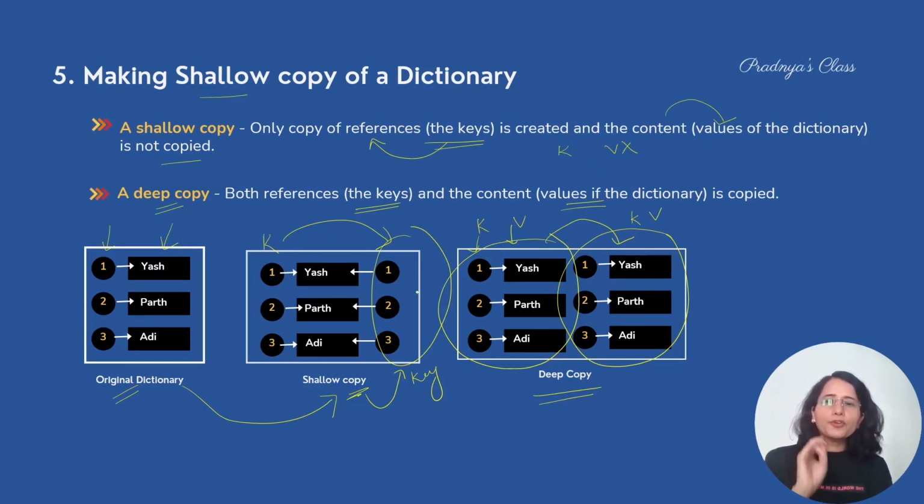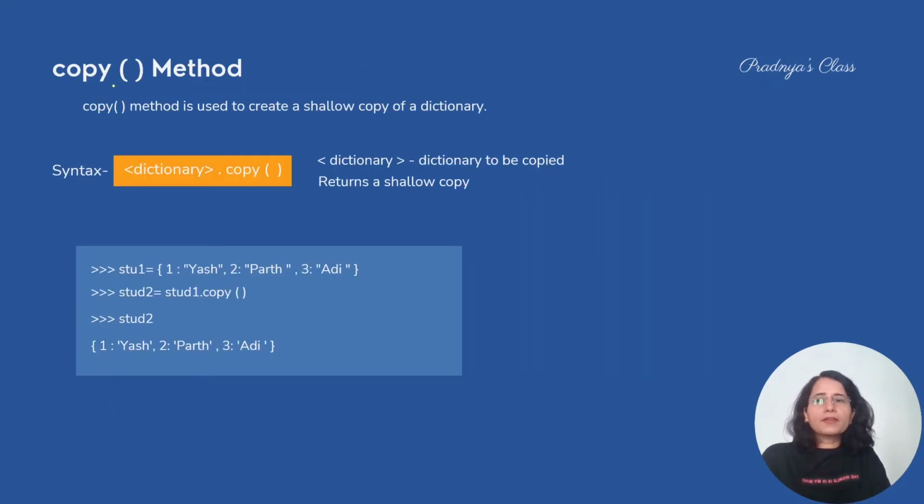And according to your portion, we are going to study about shallow copy, not about the deep copy. So here is a method copy which is used to create the shallow copy of the dictionary. Shallow copy means in the new dictionary, only the keys of the original dictionaries will get copied, not the values. So here is the syntax. Dictionary name to be copied dot copy, and it returns the shallow copy. It doesn't take any argument.